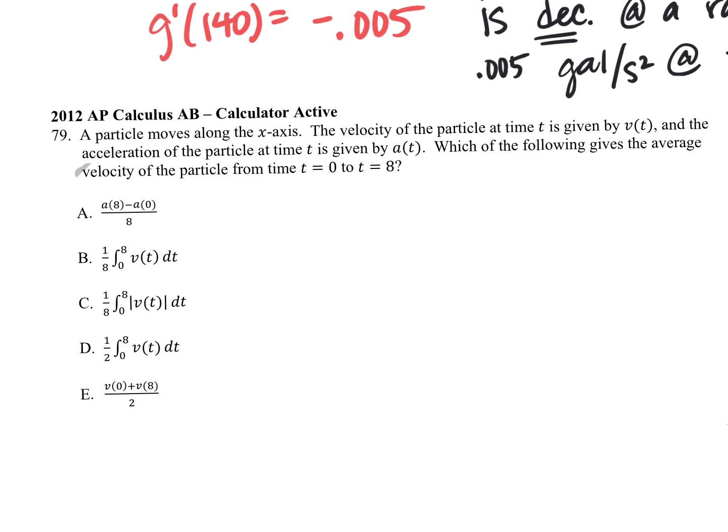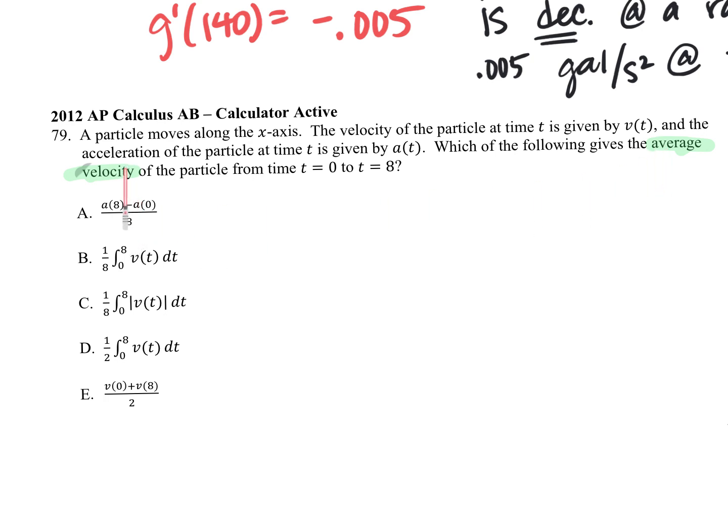A particle moves along the x-axis. The velocity and acceleration are v and a, which gives us the average velocity. Do you think they're asking for an average rate of change or an average value? Value. I know, the wording is hard. Value is velocity.